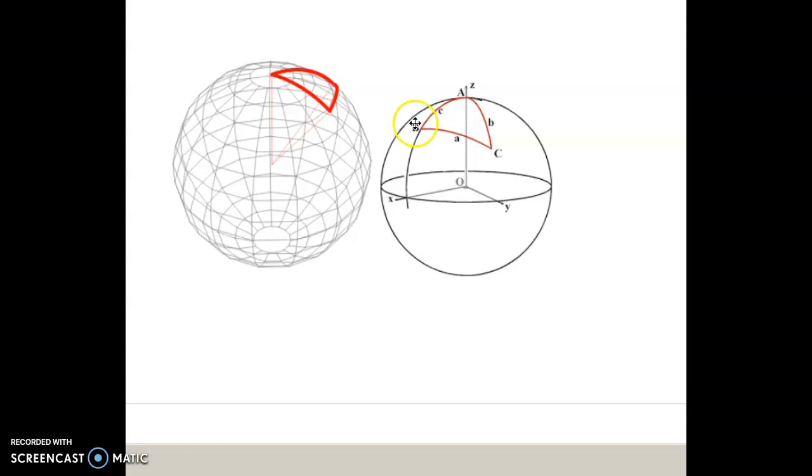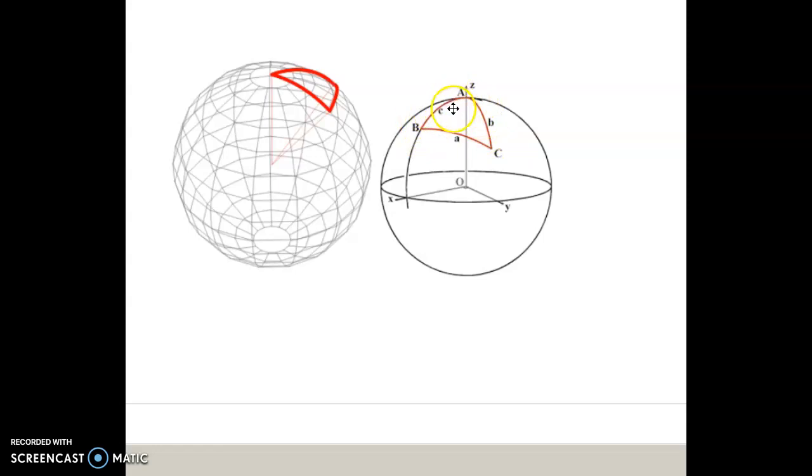The other angle is not obvious, and we have to use mathematics to calculate what small a is. There's a formula for it. Let's assume we know b. As I said, let's assume that b is 50. Let's assume c is 40.